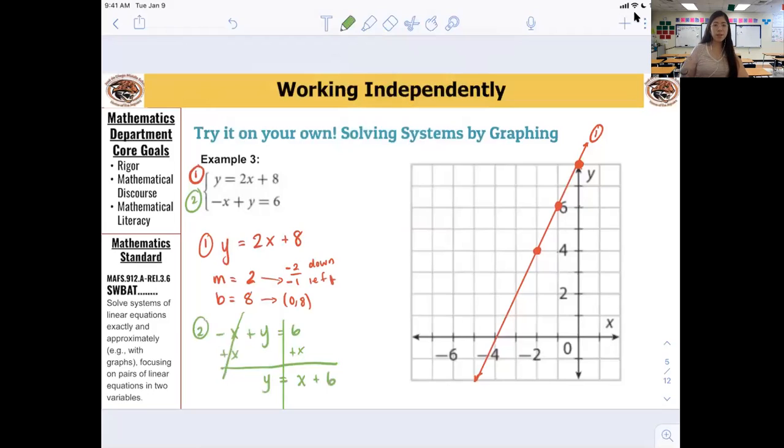Now, this is slope-intercept form. What is the invisible number in front of the x? Yeah, so that's technically a 1x. So what's my slope and what's my y-intercept? Slope is 1. b is 6. Okay, so again, I go to the y-intercept, the 6, and I put my first point at (0, 6). Now, what do I do with that 1?